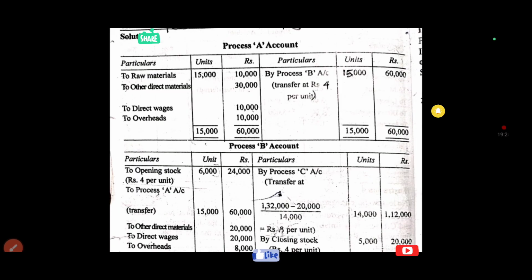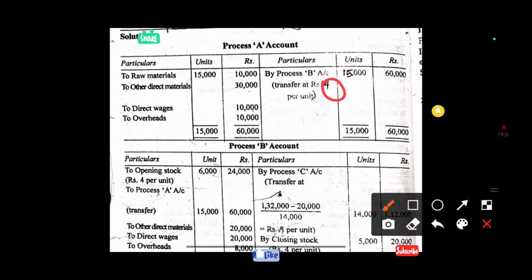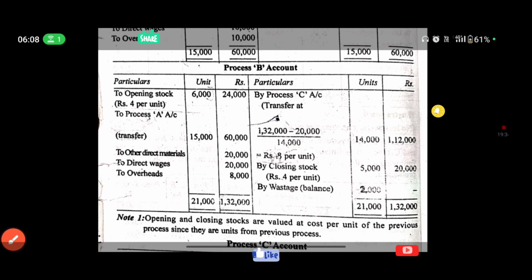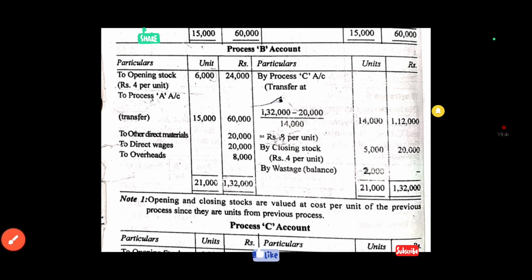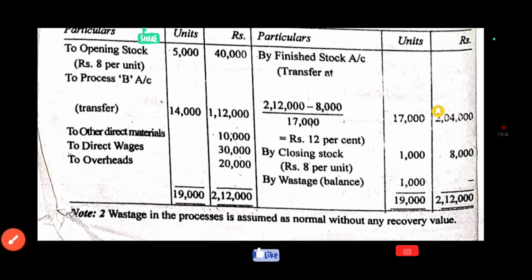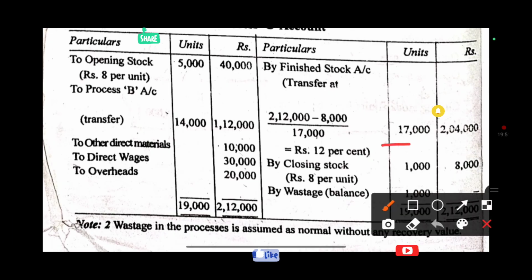So we found the cost per unit for each stage. That means process A's cost per unit is 4 rupees. The total cost of process A is 15,000 units and 60,000 rupees. Similarly, process B's cost per unit is 8 rupees. The total output is 14,000 units and 1,12,000 rupees. Okay, let's come to process C account. The process C account output is 17,000 units and 2,04,000 rupees. Okay, the cost per unit is 12 rupees.